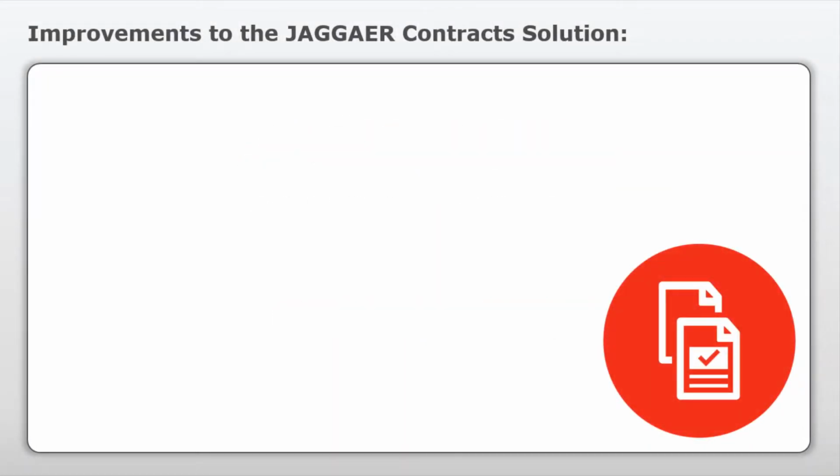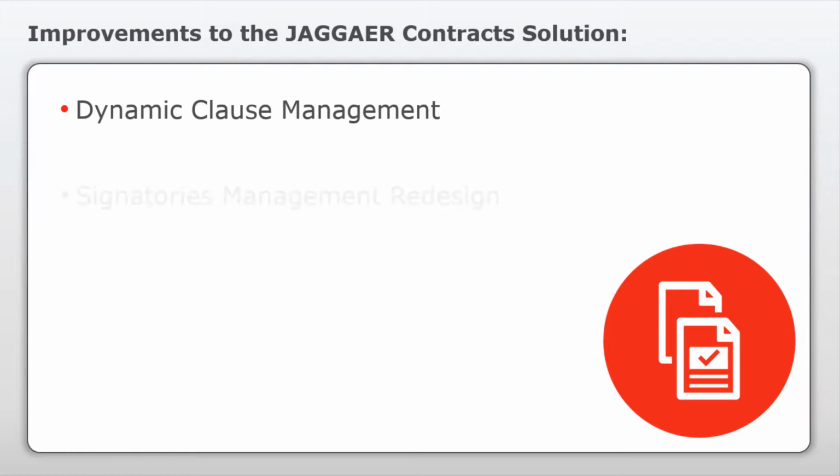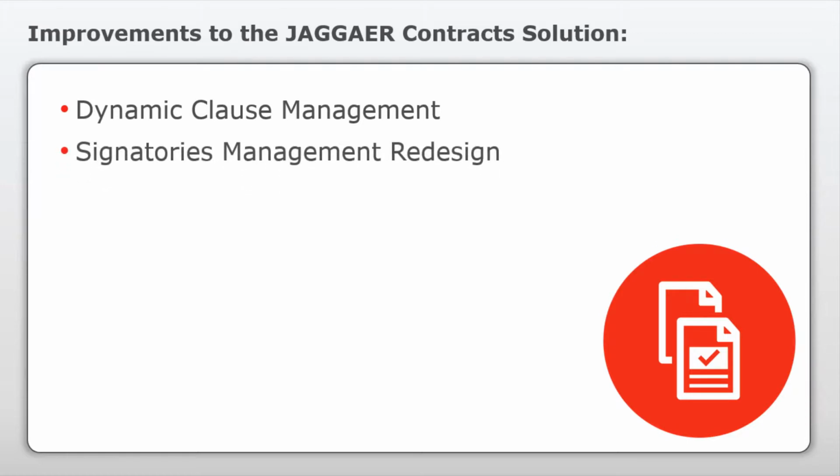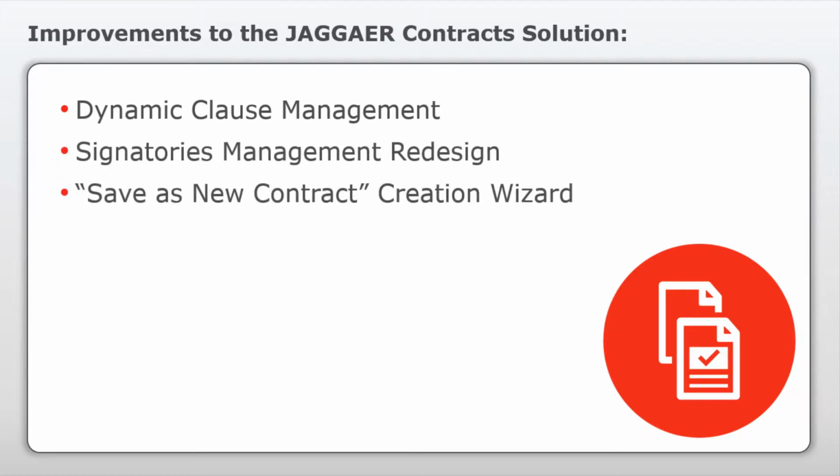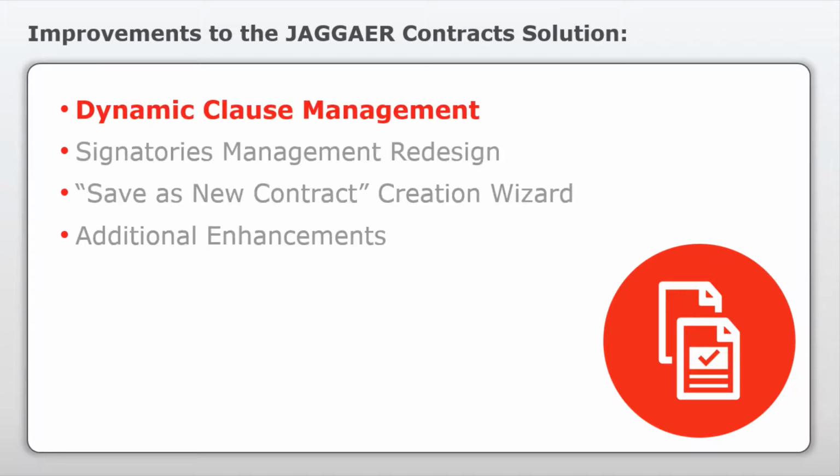In 19.3, there have been many enhancements made to the JAGGAER contract solution. This includes the enablement of dynamic clause management, signatories management redesign, a save as new contract creation wizard, along with several other additional enhancements. The first feature we will review is dynamic clause management.